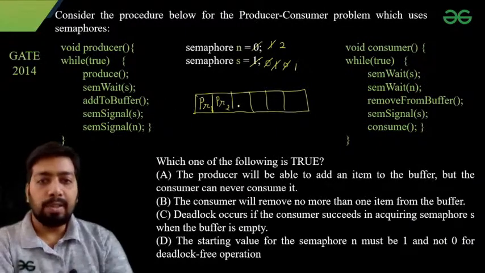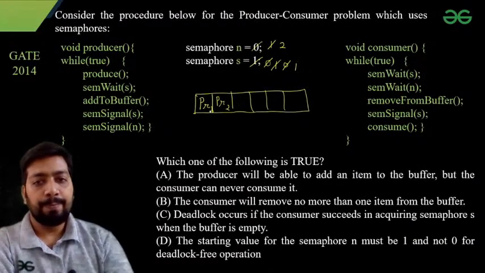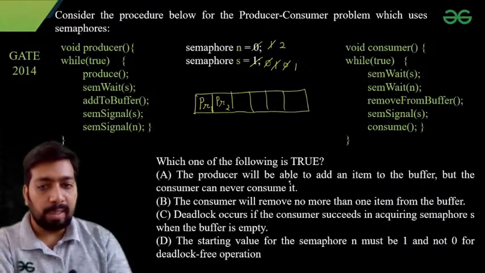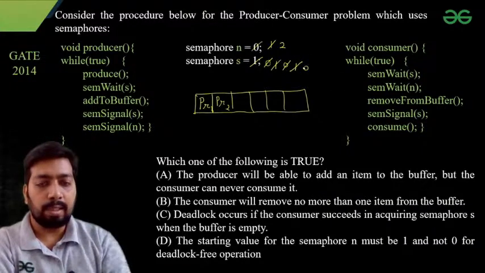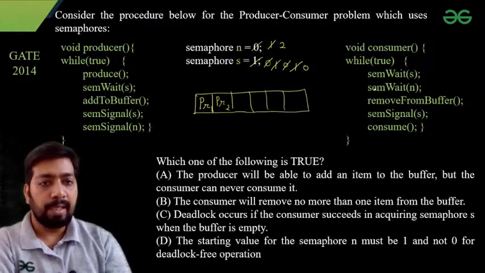So fine. So we are utilizing it as a counting semaphore. So two items were produced. Now suppose the consumer wants to consume. To check if the consumer can consume the item or not, first it will check semaphore S. So semaphore S is 1 now, so it will make it 0. Fine. Then it will semaphore wait N. So N is now 1.